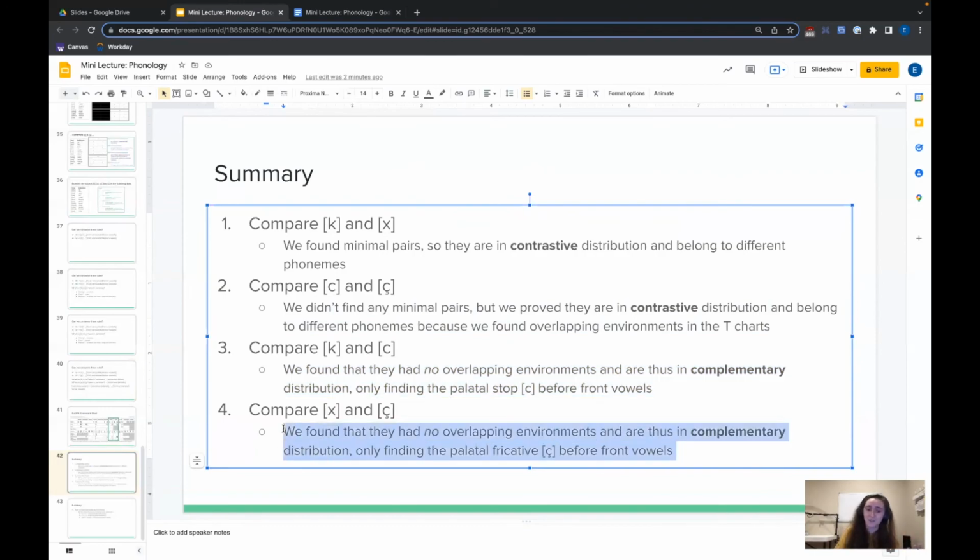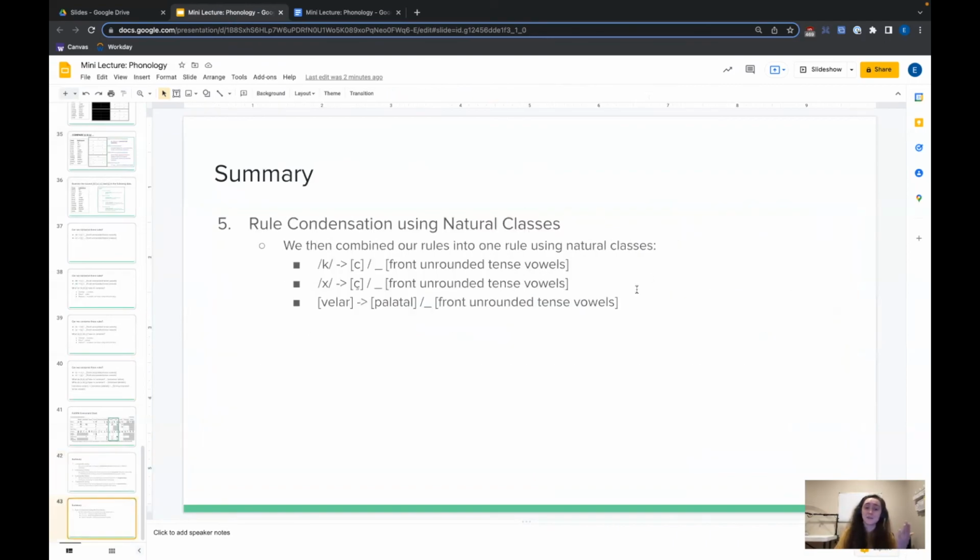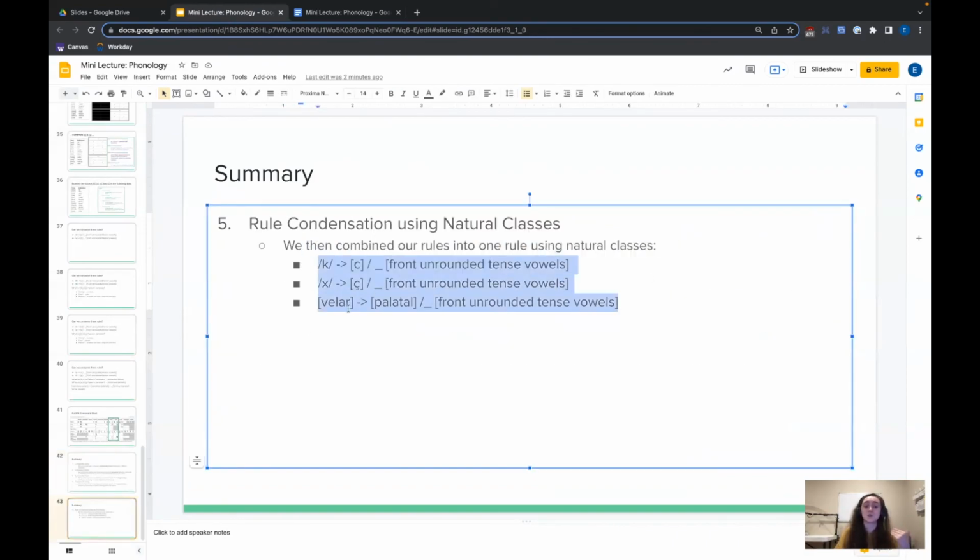And for the last set, the two fricatives, again, no overlapping environments, but they're in complementary distribution. And we showed that the palatal one appears before the more front vowels. And then the last thing we did is condense our two rules into one rule to show the general phonological phenomenon that is occurring.